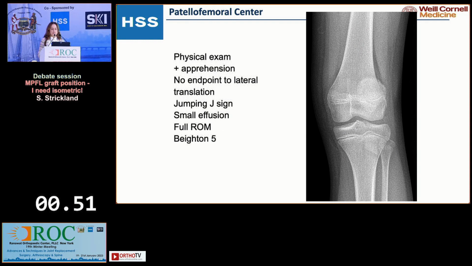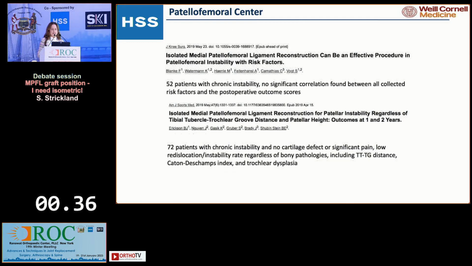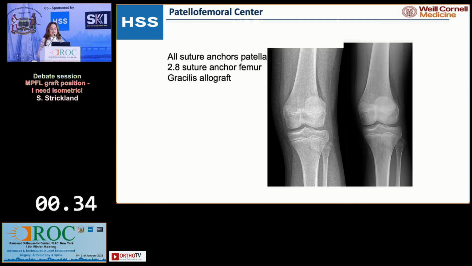So here you can see apprehension. You can see she's sitting lateral in full extension. She has a jumping J sign, a small effusion, full range of motion. Here you can see on the left that's an open physis, on the right, a patient with a closed physis, but this patient, fully open physis. So in this case, I would use suture anchors on the patella, a suture anchor on the femur, and I would check isometry, and I would also tell this family that most likely you're going to be back.